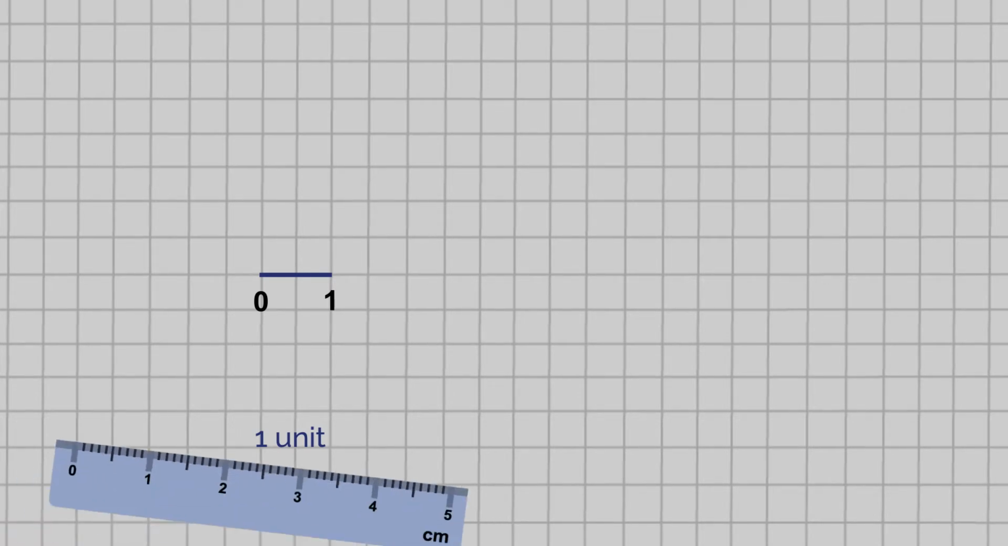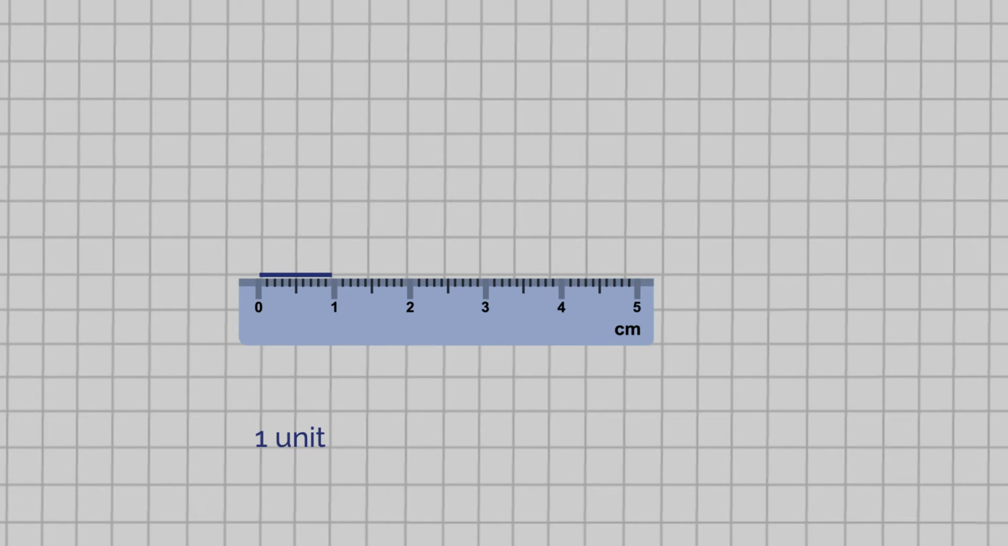Let us measure the unit with a ruler. We can now see that this unit is 1 centimeter, which corresponds to 2 boxes. Now we need a new sign to write this down. This sign here stands for "corresponds to".